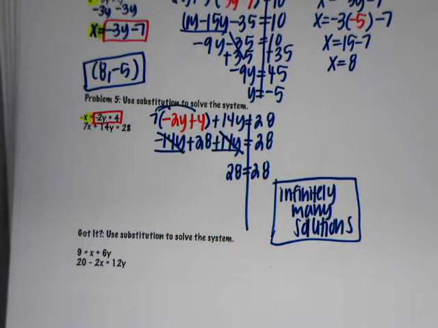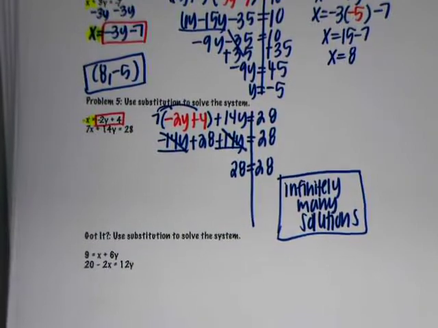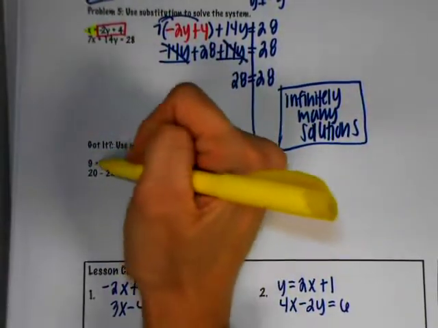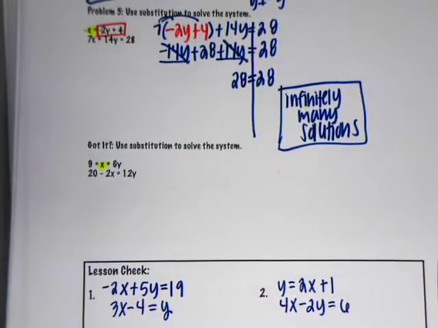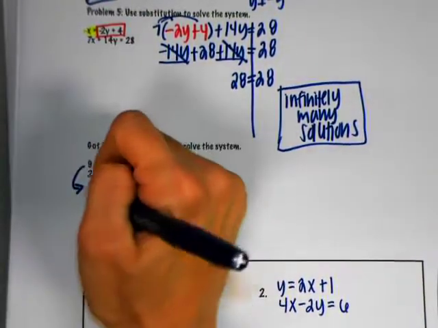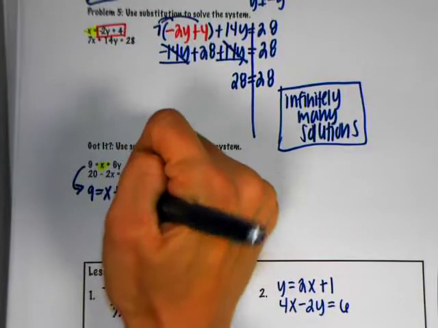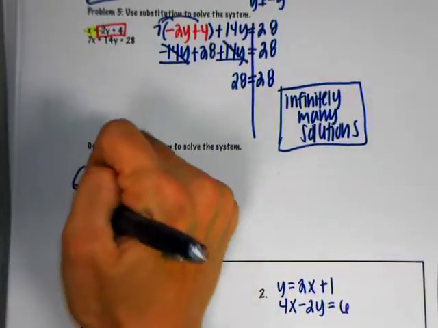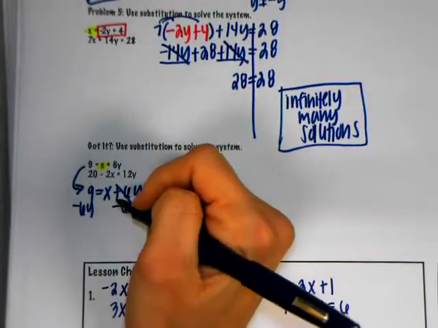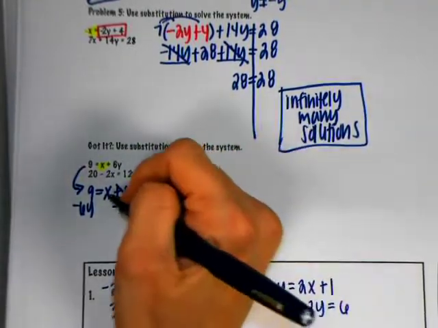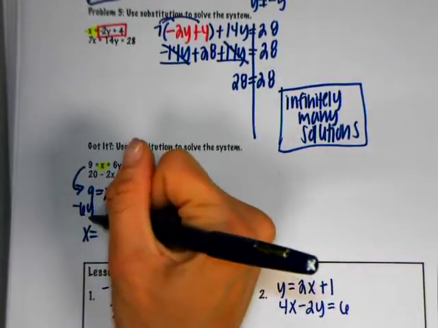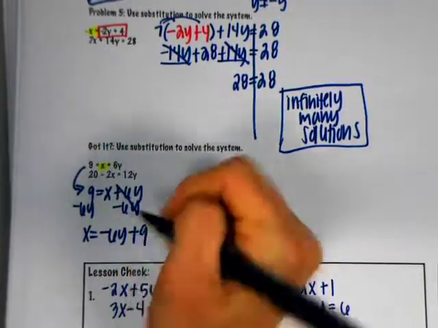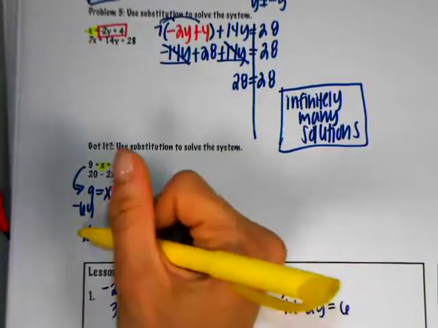Okay, and then this one for the got it. This top one, we're going to need to solve for the x. So we have 9 equals x plus 6y. So we'll do minus 6y. Let's just rearrange this. So we're going to have an x equals. We know it's going to be negative 6y. We know it's going to be a positive 9. So that's what's going in for x.